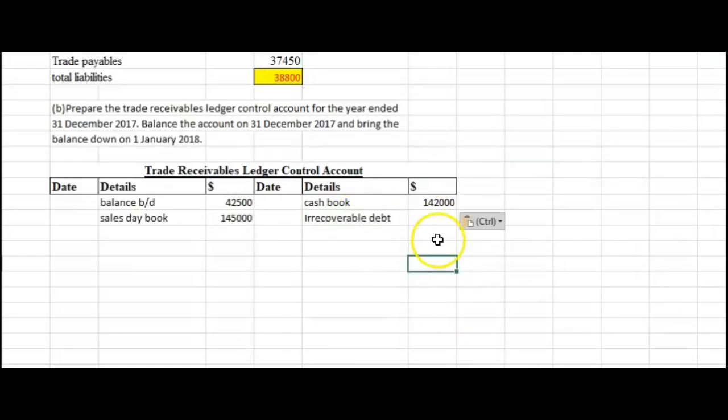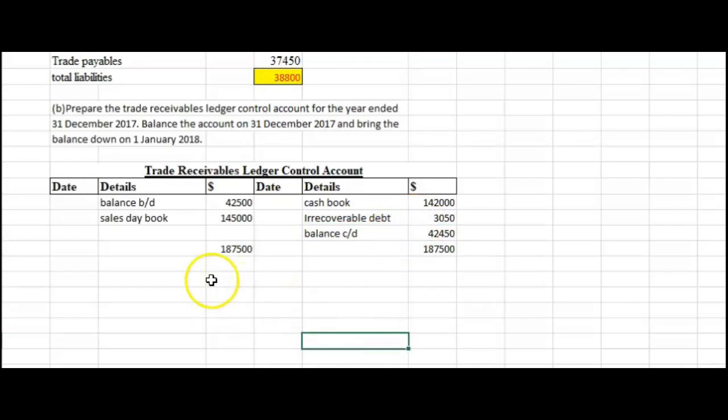The question also mentions irrecoverable debts of 3,050. This means some customers will not pay at all, so we write this amount off. Writing off receivables reduces what customers owe, so it is recorded on the credit side. That's all the information we need, so now we can balance the account.